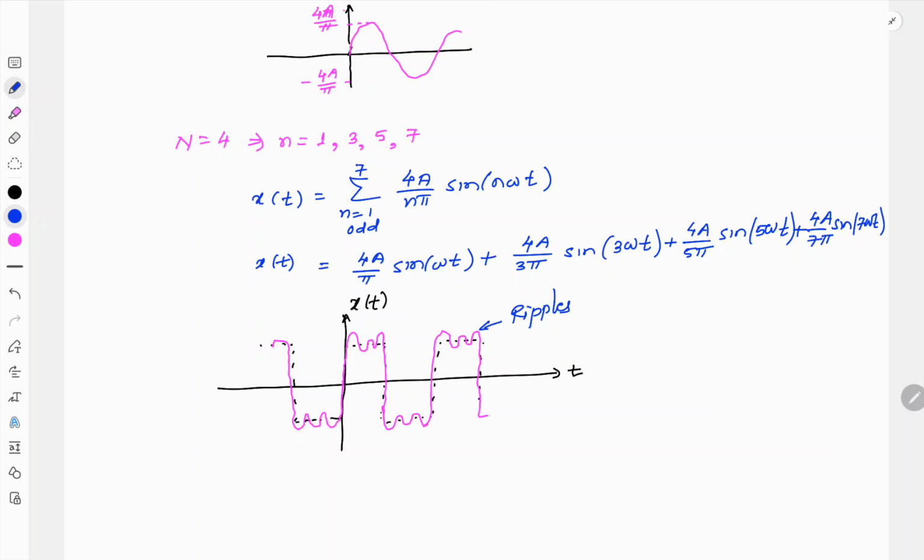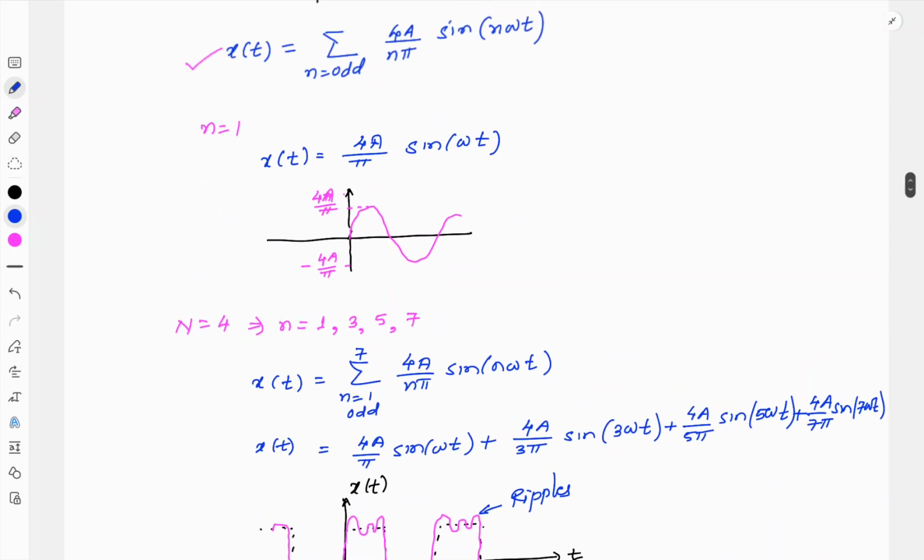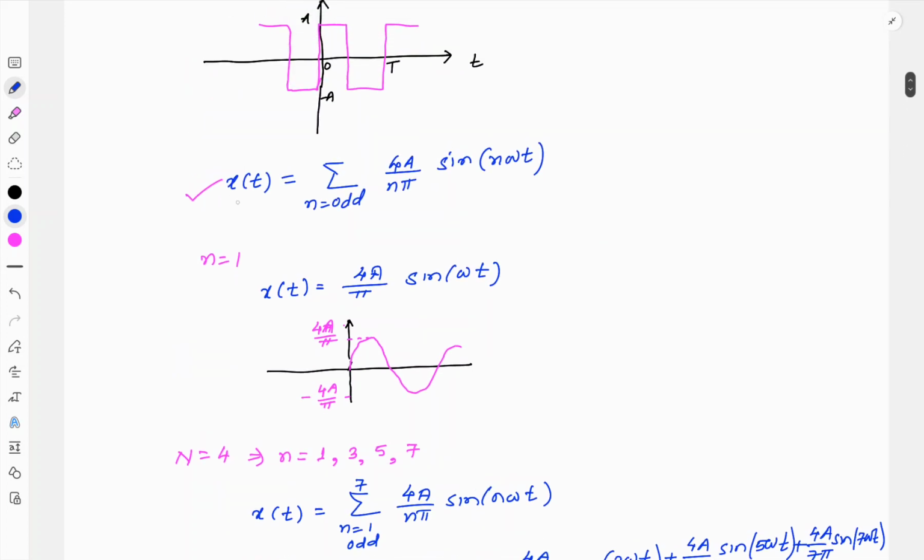So what Gibbs phenomena suggests is that if we give more weightage to the first components of Fourier coefficients and neglect the remaining coefficients, we get ripples at points of discontinuity. Means what? If you look at the Fourier equation of this square wave, it is given as x of t equal to the summation of all the odd harmonics of the sine component. Here n will have values 1, 3, 5, 7 and so on up to infinity. If we add all these components, we get a perfect square wave.